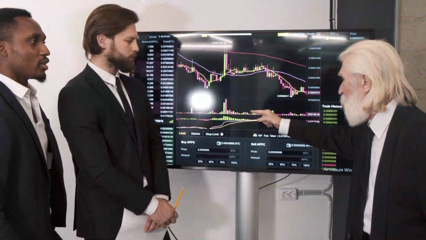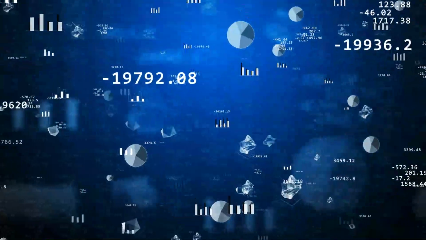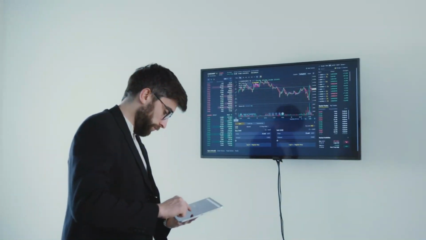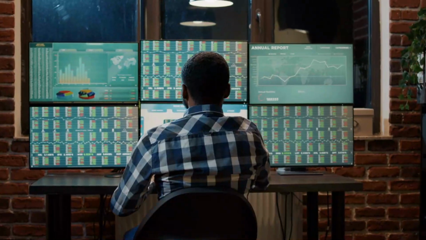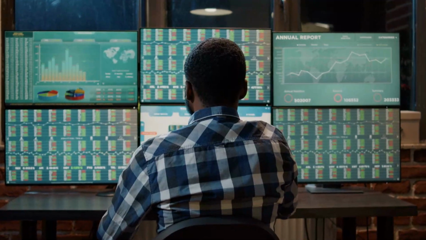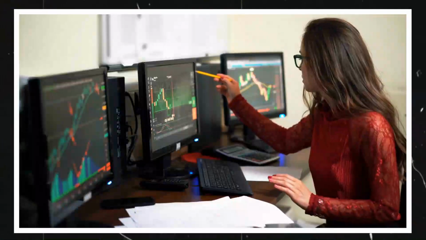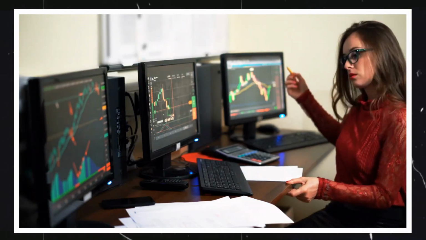Number 4. Practice trading on a demo account. Before jumping into live trading, it's important to practice on a demo account. This will give you a feel for how the Forex market works and help you refine your trading strategy without risking any real money. A demo account is essentially a simulated version of the Forex market where you can trade with virtual funds.